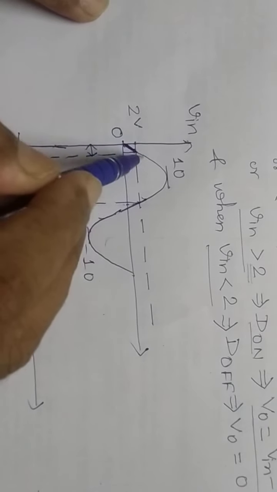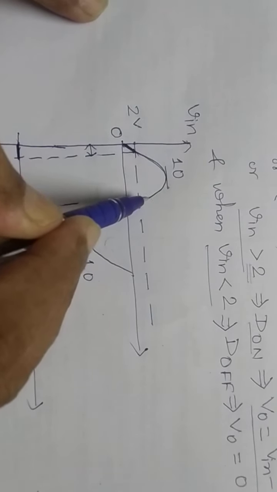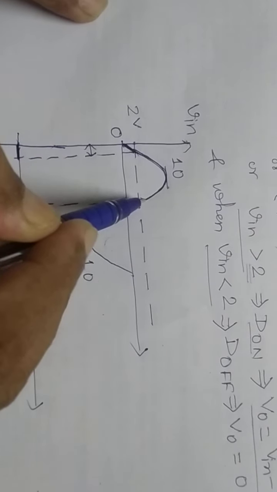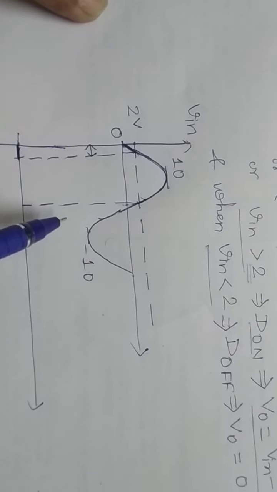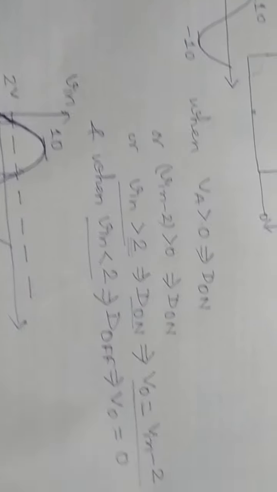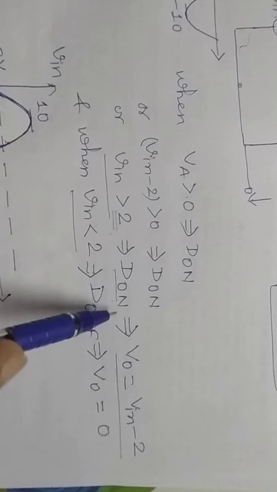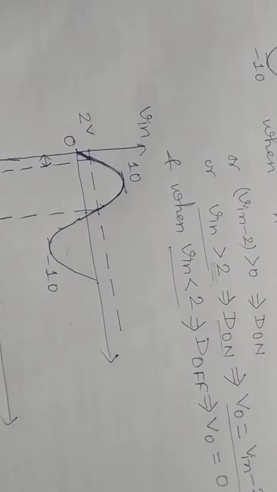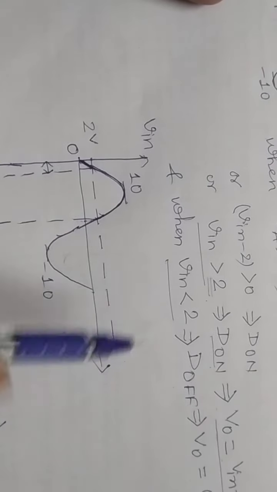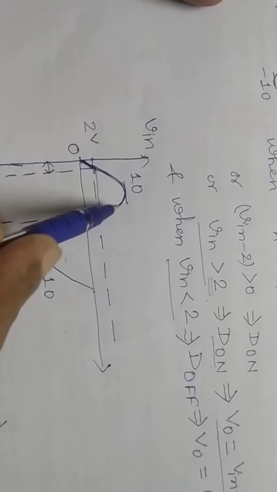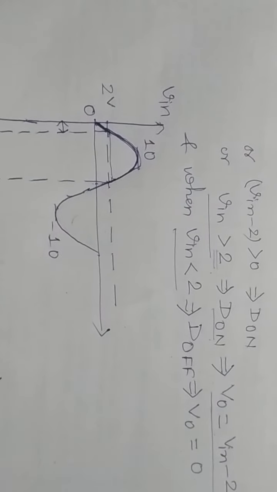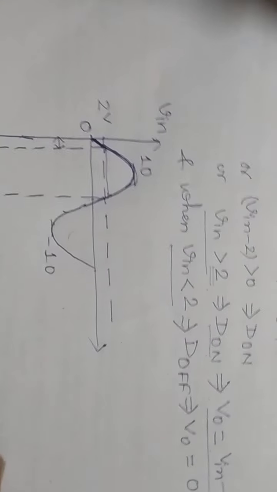After that, for V input greater than 2, for this range of the input voltage, when input is varying between plus 2 to plus 10 volt, diode will be on, and when diode is on, output is equal to V input minus 2. You can see here the equation. So V input minus 2 means we have to shift this portion of the waveform by minus 2. It means it will be shifted downwards by 2 volt.